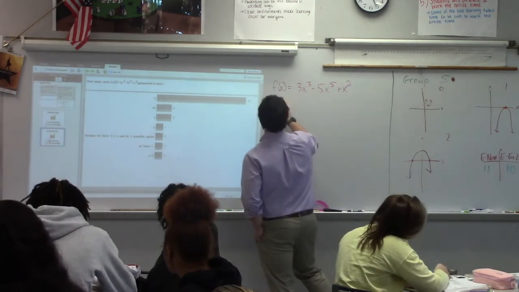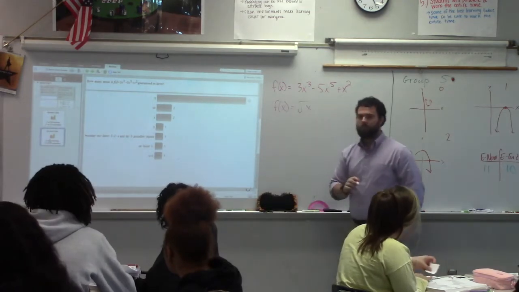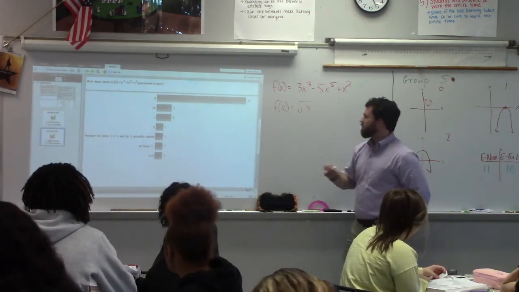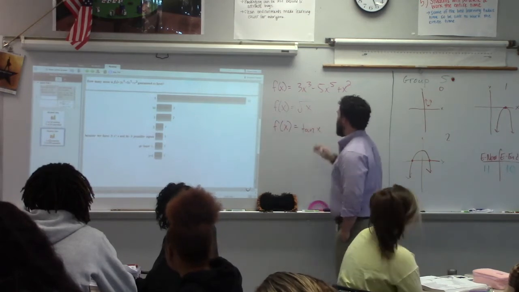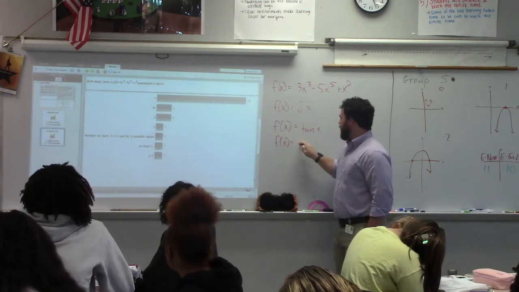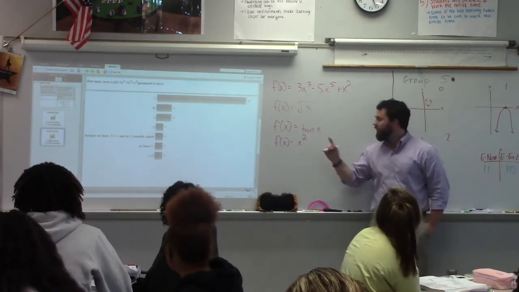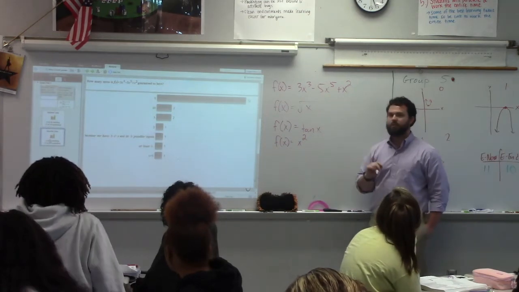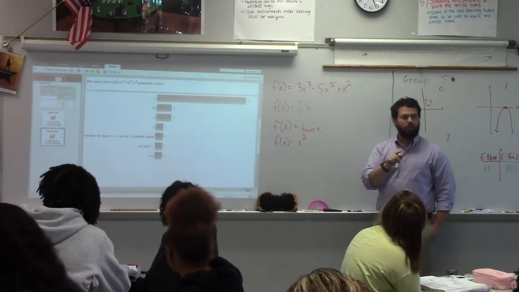For example, f of x, if I have this, is that a polynomial? No. If I have this, is that a polynomial? No. If I have this, is that a polynomial? Yes. So what makes this a polynomial but not those two? Exponent. So you're talking about that exponent? Yes.